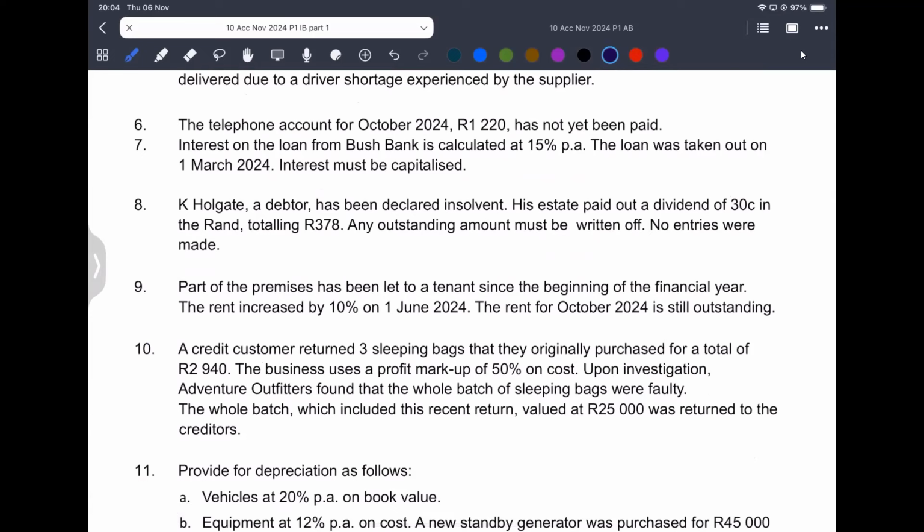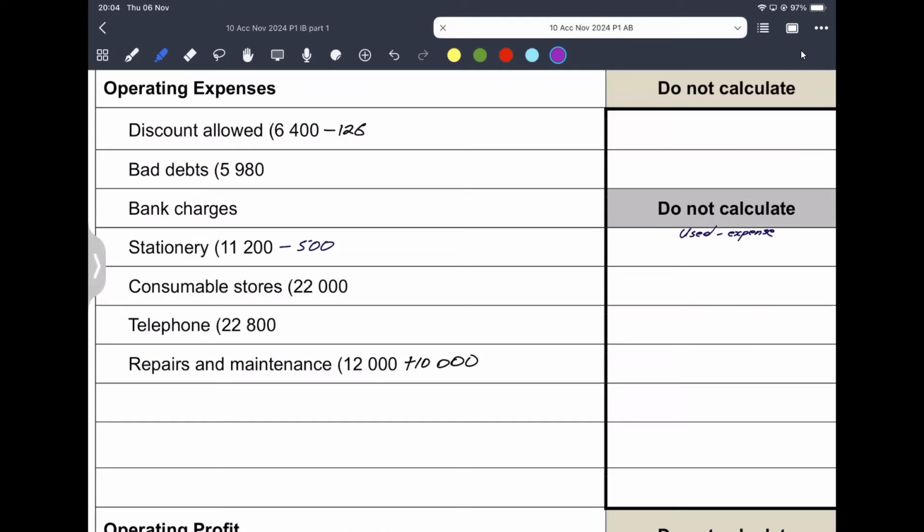Let's go to number 6. The telephone account for October 2024. October is within the current financial year, which is 1,220, has not yet been paid. The fact that we got the account for October is within the year. You get that from the statement of account. If they say you owe this much, it means that is what you have used for that month. But that month falls within the current financial year. It means it is a service that we received, but we have not yet paid for.